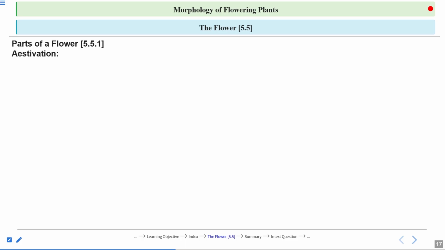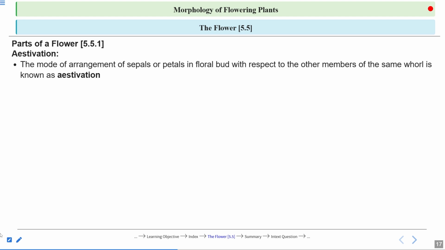Now, a very, very important topic we are going to study about the parts of flower is called estivation. The mode of arrangement of the sepals or petals in the flower bud with respect to the other members of the same whorl is known as estivation. Now, what they are saying is how the sepals and petals are attached to the thalamus with respect to the same whorl. Sepals form one whorl: one sepal, two sepal, three sepal. How are they arranged in the sepal whorl?